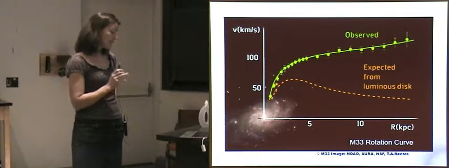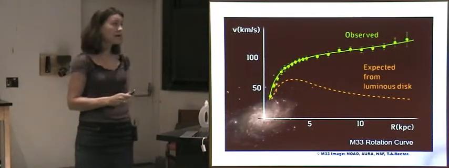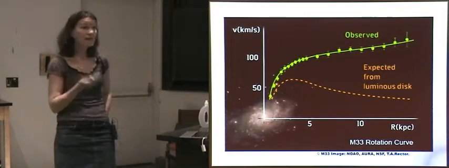So you can imagine, for galaxies, this scale is a kiloparsec. So 1 parsec is about 3.2 light years. So that's the time it takes light to travel.